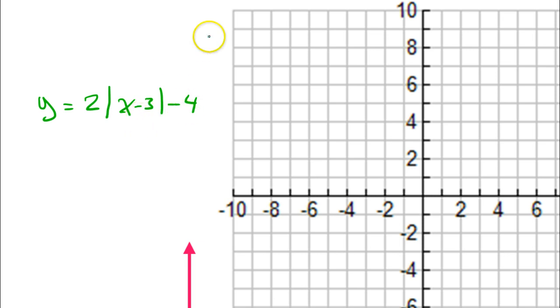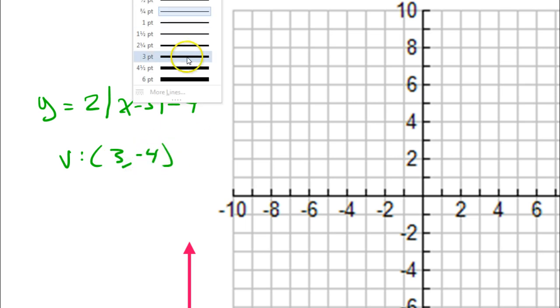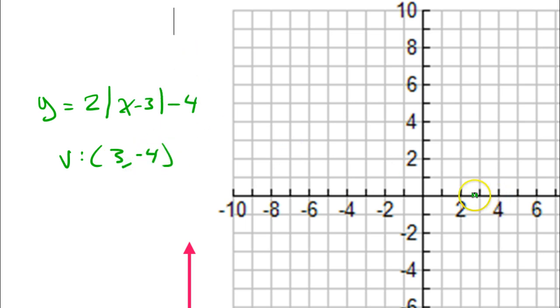Remember, it's all about the vertex. You want to start there. It's the opposite of this, comma that. So we know the vertex is going to be 3, comma, negative 4 right away. So let's go ahead and graph that vertex. Alright, 3, negative 4, there's the vertex. This is positive, so we know it's going to be an upward facing V like that. The slope is 2, so that means the right hand side is going to go up 2 over 1 like this.